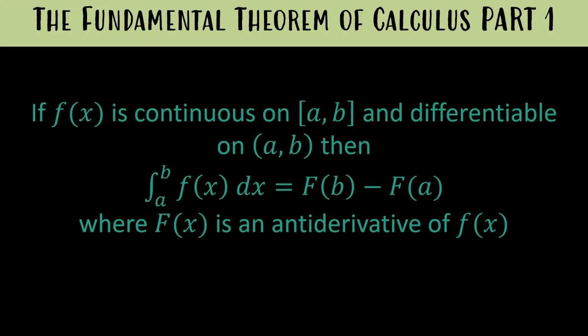So, if f is continuous on a closed interval a to b and differentiable on an open interval a to b, then the definite integral from a to b of lowercase f of x dx is capital F of b, or capital F evaluated at the upper bound of integration, minus capital F of a, or capital F evaluated at the lower bound of integration. Don't confuse lower and upper bound with larger and smaller. Sometimes we're going right to left, not always left to right.